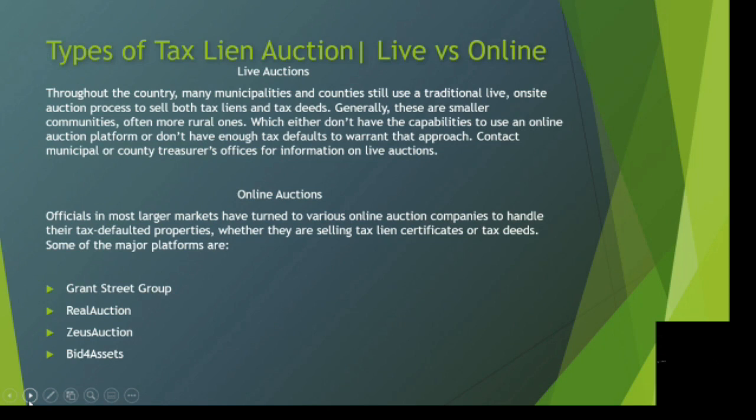Officials in most large markets have turned to various online auction companies to handle their tax default properties, whether they are selling tax liens or tax deeds. I have a list of some of the major platforms, and we're going to review them together in another video. Grant Street Group, Real Auction, as well as Zia's Auction and Bid4Assets. Those four platforms we will be going through, and you can find them in the link below.